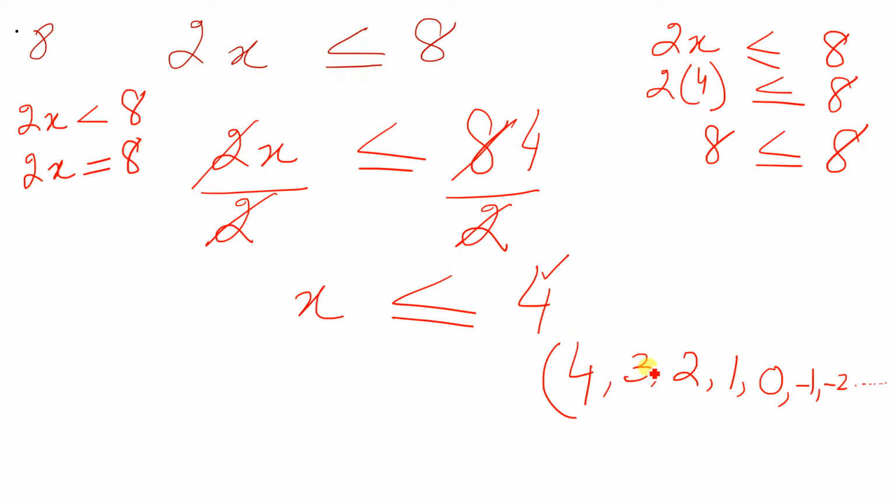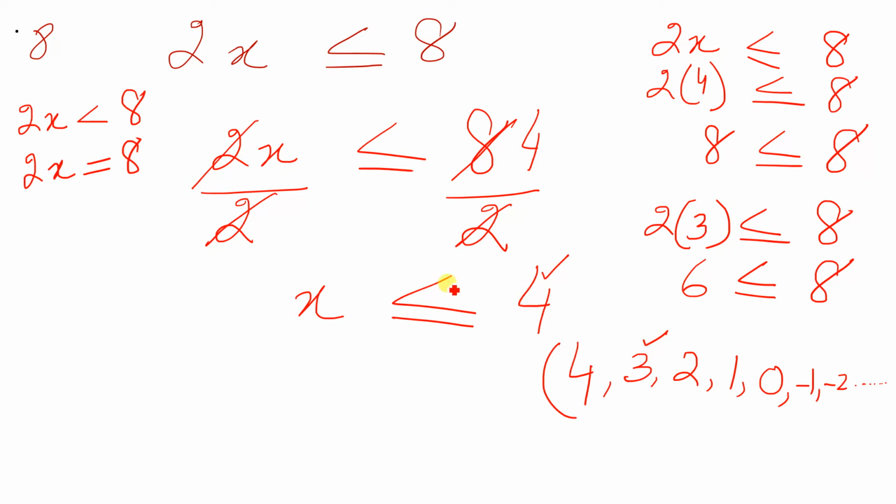Now if we put 3 instead of x, 2 times 3 is 6, which is less than or equal to 8. So this is also true, right? If it were only less than, you would have to start from 3, but if it is less than or equal to, we have to use this number as well: 4, 3, 2, 1 and so on. If we put 4, both sides will be equal, but for the rest of the numbers, you can always check that the left hand side is less than whatever is here.